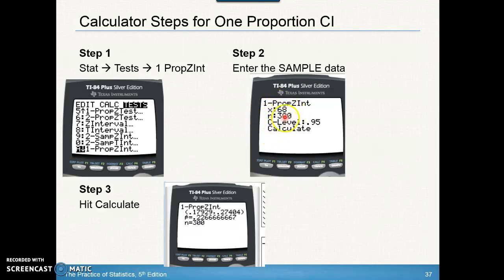So right here, you want to make sure that this is a whole number. You can't be like 68.2 or it won't do it correctly. Okay, so then here, notice how it gives you your confidence interval, gives you your p hat and your n value.